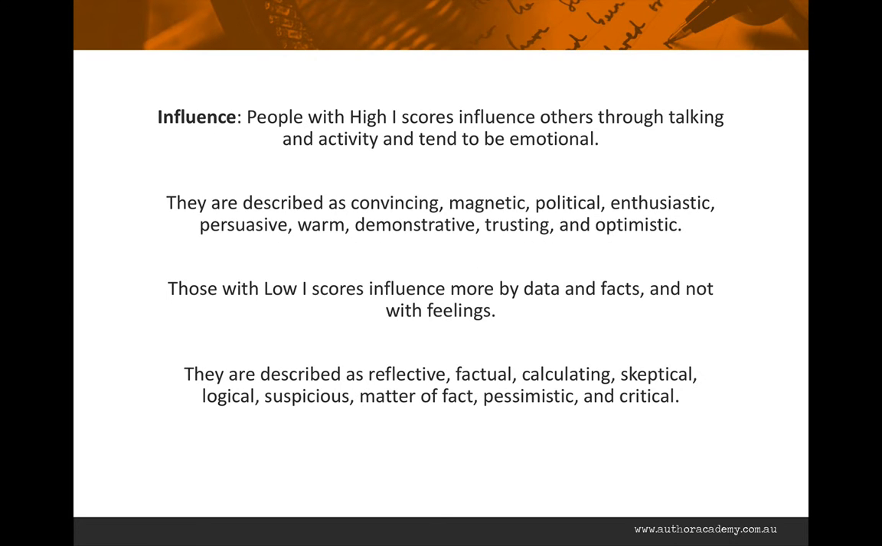Okay, so influence. People with high I scores influence others through talking and activity and tend to be emotional. They are described as convincing, magnetic, political, enthusiastic, persuasive, warm, demonstrative, trusting and optimistic. Those with low I scores influence more by data and facts and not with feelings. They are described as reflective, factual, calculating, skeptical, logical, suspicious, matter-of-fact, pessimistic and critical.